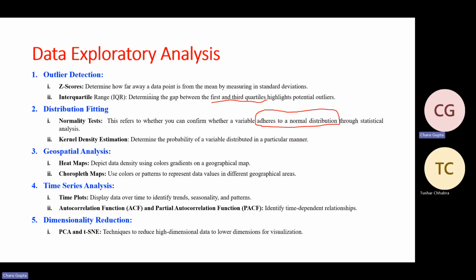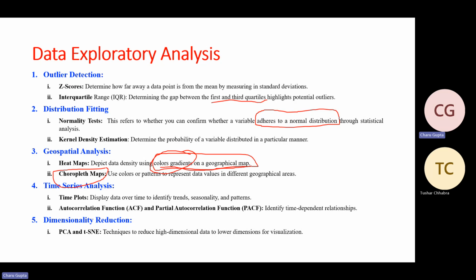So we perform distribution fitting also, wherein we check whether the data that has been collected is covering a wide variety, right? If it is a result analysis, it is covering a wide range of students. If it is feedback, it is covering a wide range of customers, right? Next is geospatial analysis. When the data is collected about locations, we draw heat maps and choropleth maps, which use different colors and patterns to represent data in different geographical areas. These maps use different color gradients to show the geographical map.